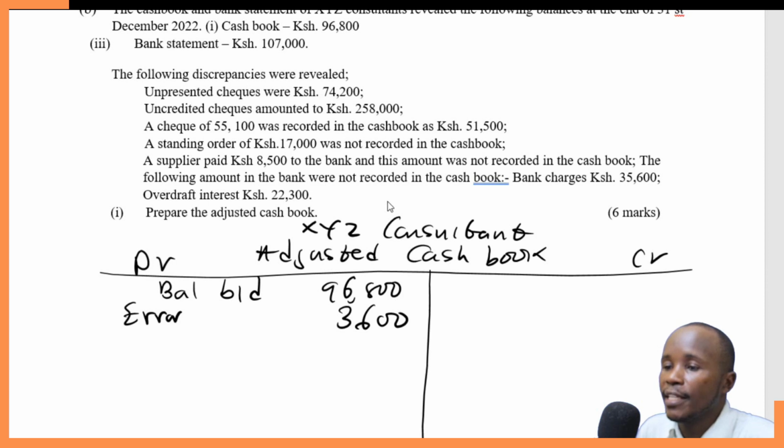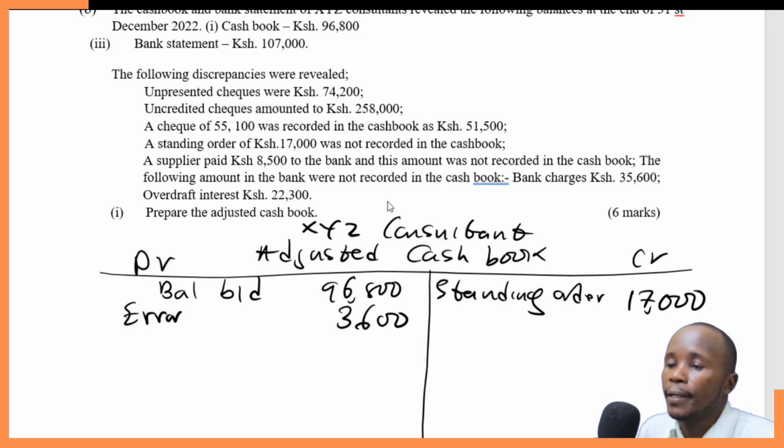A standing order of 17,000 was not recorded in the cash book. A standing order is supposed to reduce money. So standing order of 17,000 is supposed to reduce your money.